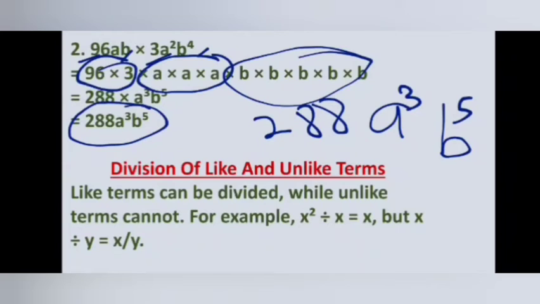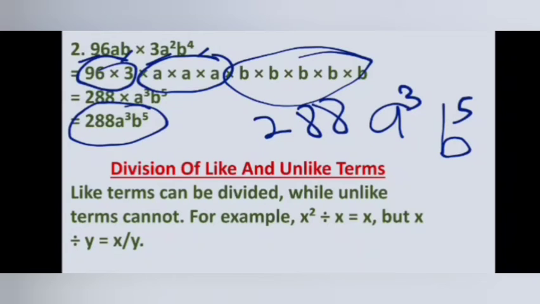How do you divide like and unlike terms? Like terms can be divided, while unlike terms cannot. In division, you can only divide like terms. That's terms that have the same letter. Unlike terms, terms with different letters, cannot be divided. That's as simple as that.